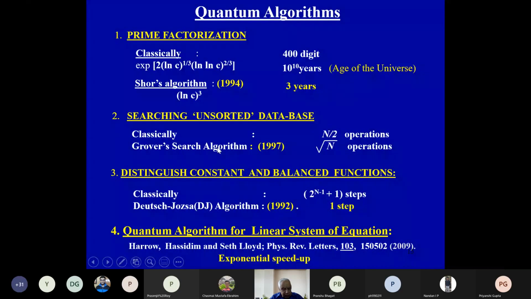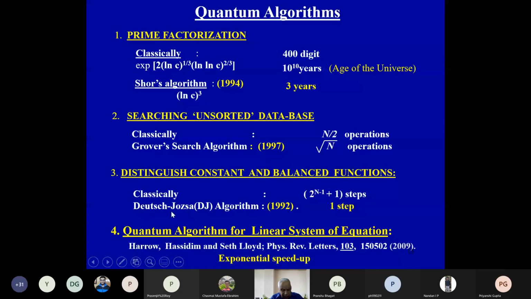But Grover, a graduate of your institute, IIT Delhi, who was working in Bell Labs, in 1997 gave a search algorithm using coherent superposition. And you need then only root N operations. This is very significant. This is just for demonstrating the power of the quantum computer.